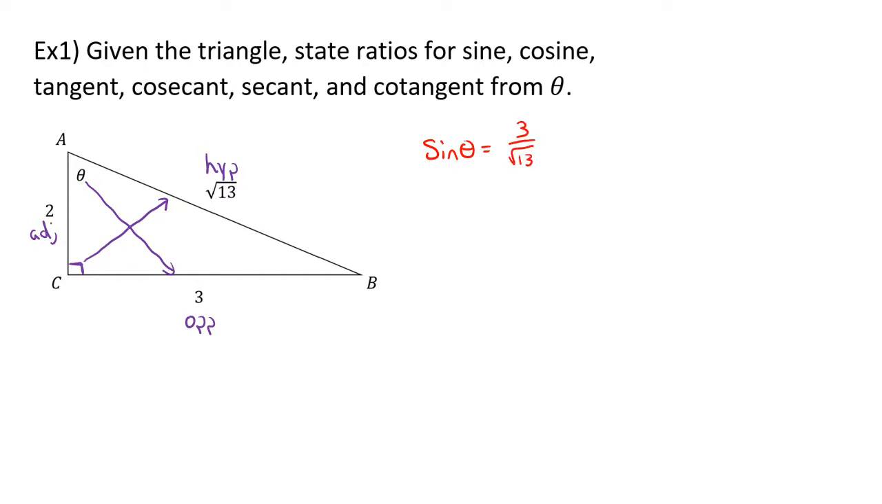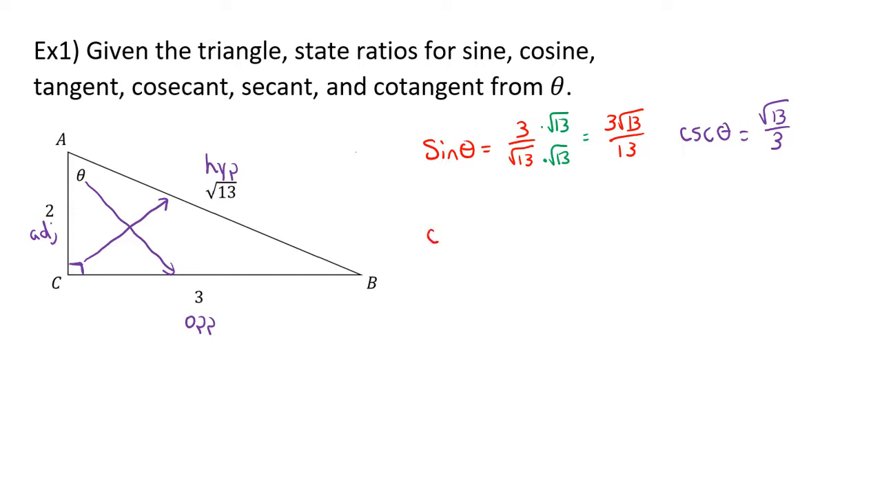Now remember, we don't want to have a radical in the denominator, so we're going to multiply the numerator and denominator by the square root of 13. So you'll have 3 square root 13 over 13. We have the reciprocal for sine, which is cosecant. And reciprocal simply means you take this fraction here, 3 over square root of 13, and you flip it. So it's the square root of 13 over 3. There is no radical in the denominator, so you don't have to do anything else to that number.